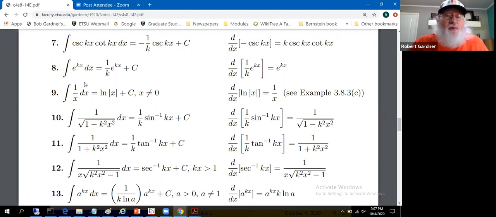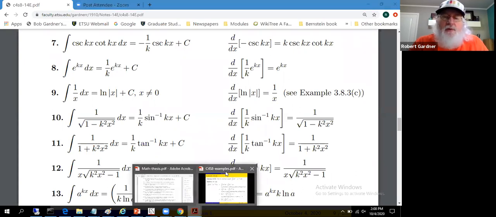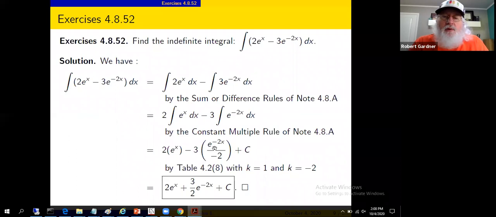So here's what we need for the indefinite integral. We had k was negative 2, wasn't it? So we'll have 1 over negative 2 e to the negative 2x, divided by negative 2 e to the negative 2x. So there's exactly what we get when k equals negative 2 in that formula.